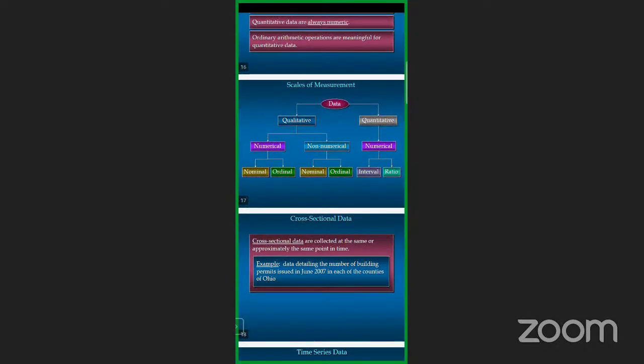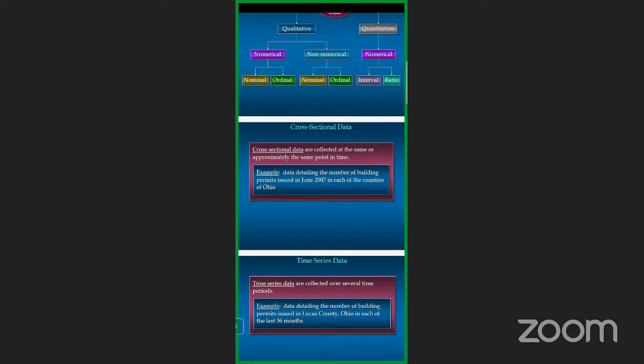So cross-sectional data are collected at the same or approximately the same point in time. For example, the data detailing the number of building permits issued in June 2007 in each of the counties. So that is about the overall data, or cross-sectional data, which is collected at a point in time, totally how much or how many, which is numerical only.